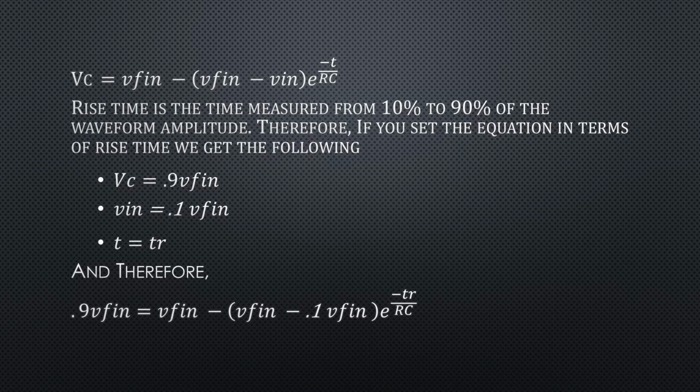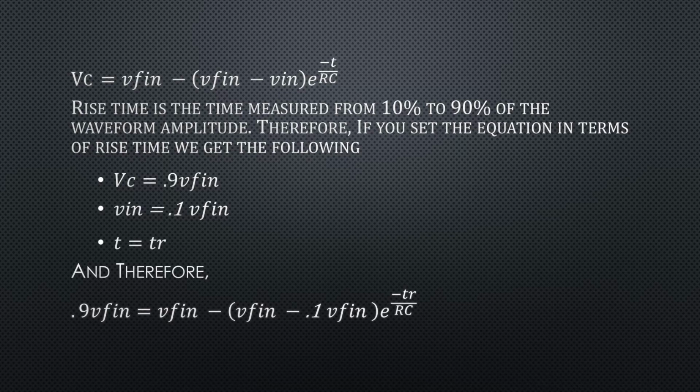Now let's take our capacitive charge formula and put the entire formula in terms of rise time. So we know that the VC should be equal to, if we're doing the rise time, 0.9 of V final, or 90% of V final. V initial should be 10% of V final. Time is now our rise time.